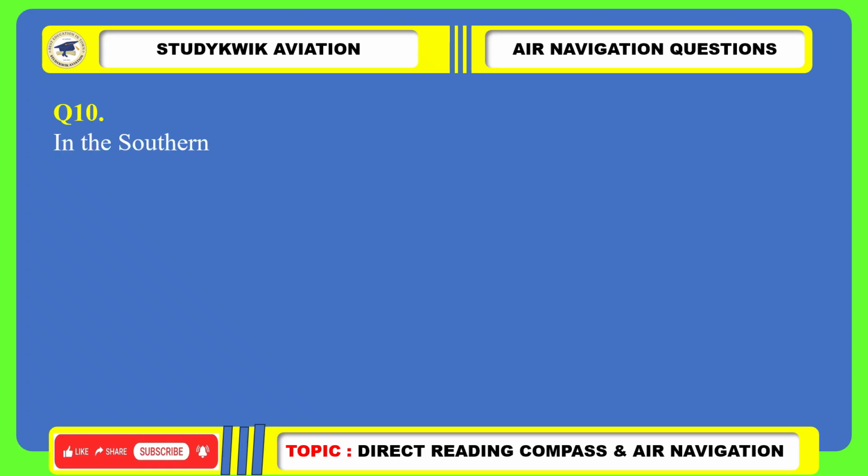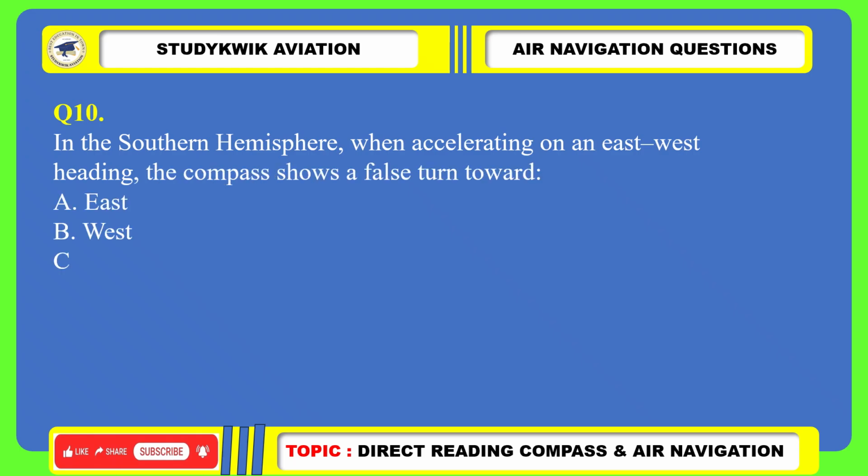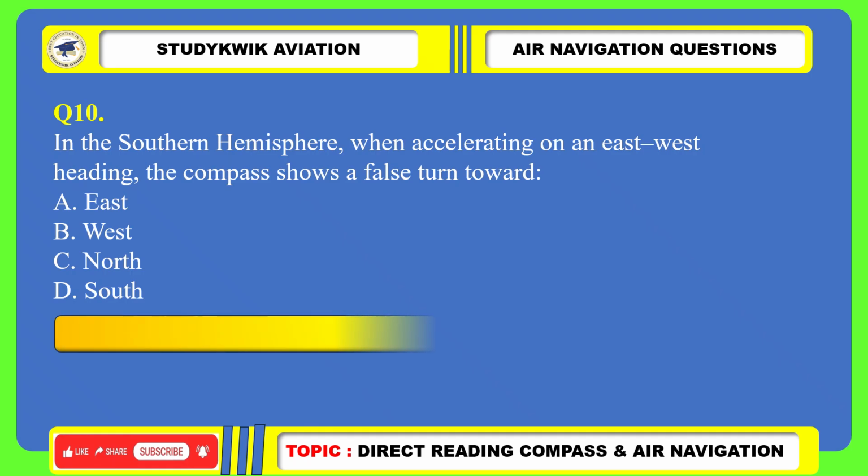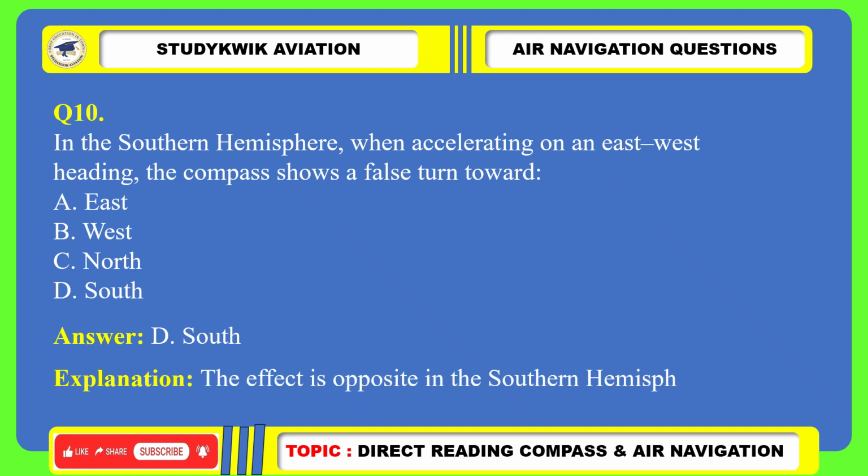Question 10. In the southern hemisphere, when accelerating on an east-west heading, the compass shows a false turn toward east, west, north, south. The correct answer is D. South. The effect is opposite in the southern hemisphere, showing a false turn to the south.